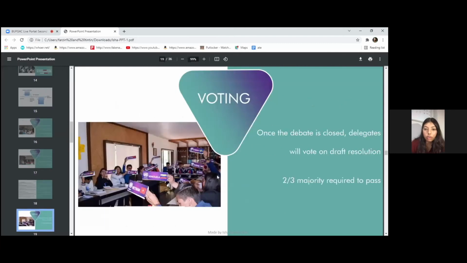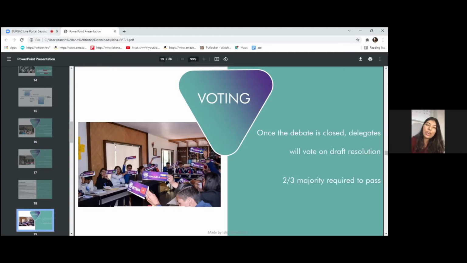The next slide. Okay. So before moving to the voting session, I got a question about whether an opposing country can sponsor one DR and how it usually works. So the thing is, it depends upon the context. It depends upon what kind of committee you are in.